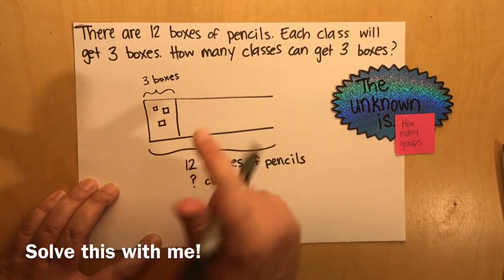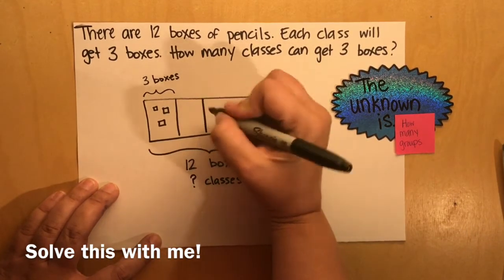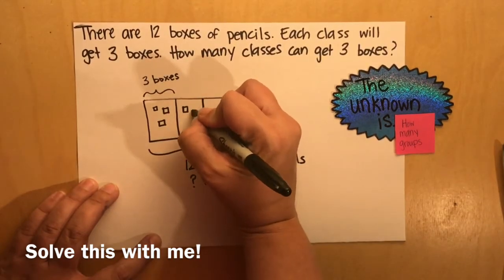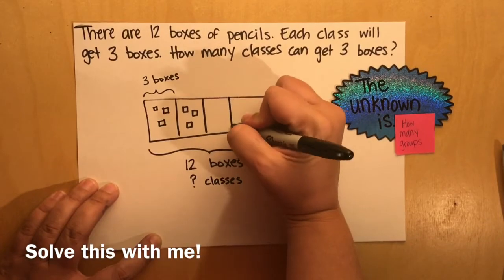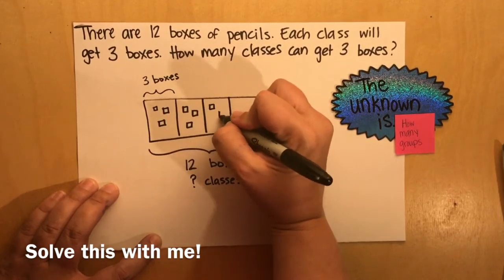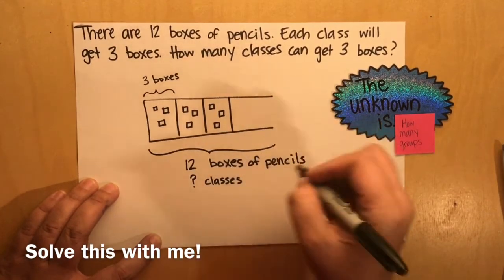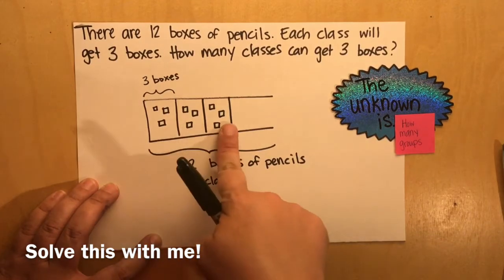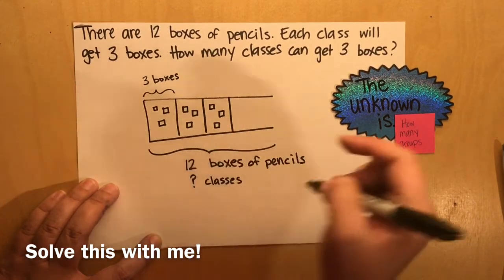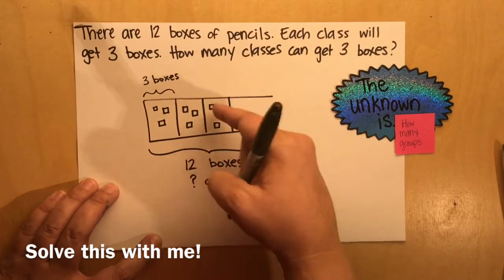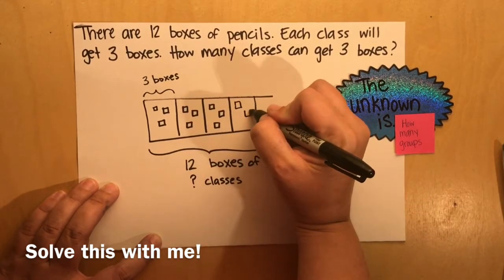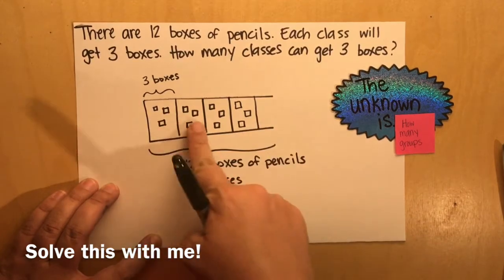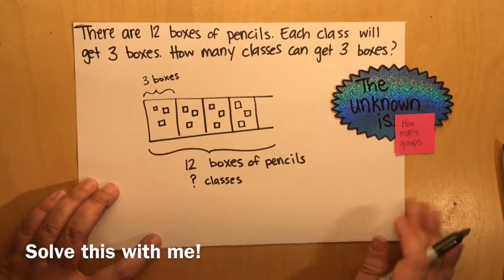So one class gets 3, another class gets 3 more. So 3, 6, 9. So far I have 3 classes have 3 boxes each, but I still have more boxes to give away. So I'm at 9 boxes, 10, 11, 12. 3, 6, 9, 12. I've given away all my boxes.